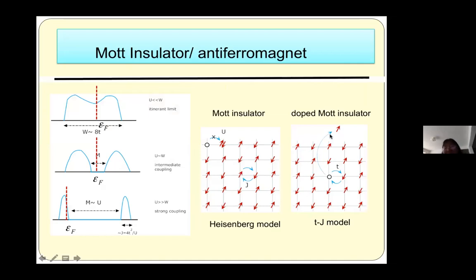So anyway, the doped Mott Insulator can be understood based on doping the TJ model. You're taking out the electron, creating holes in the projected Hilbert space without double occupancy.